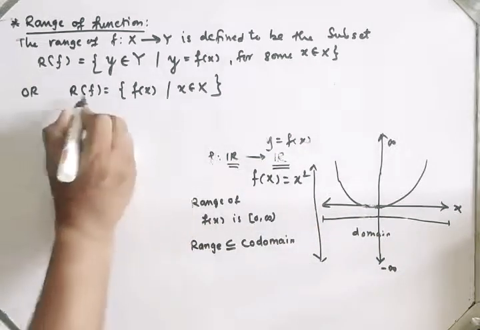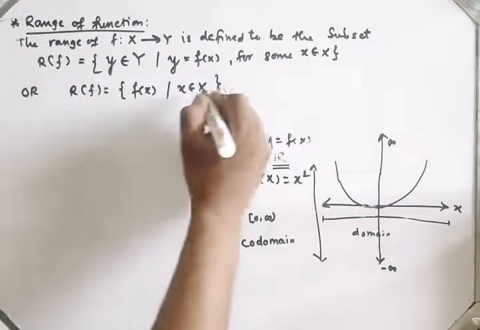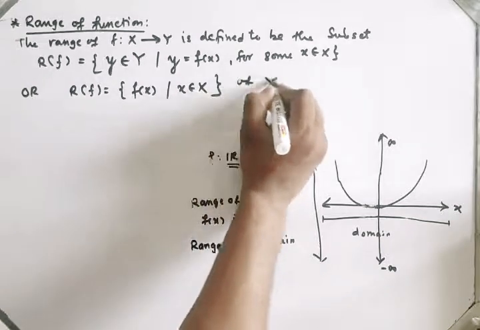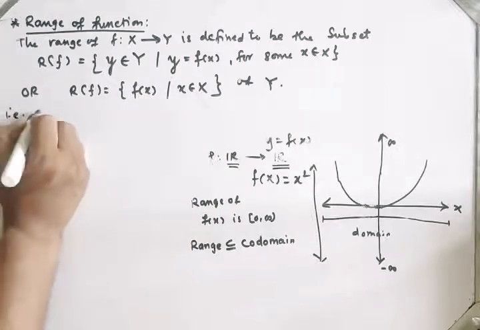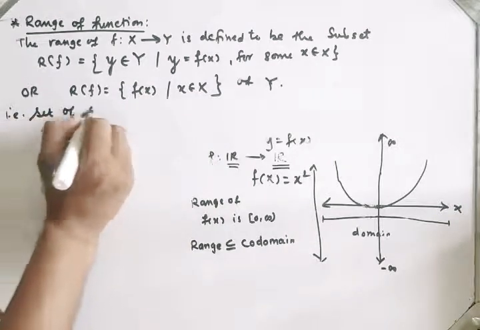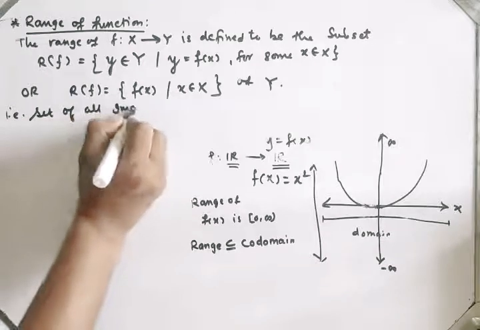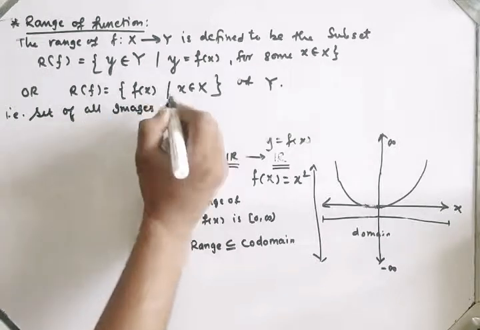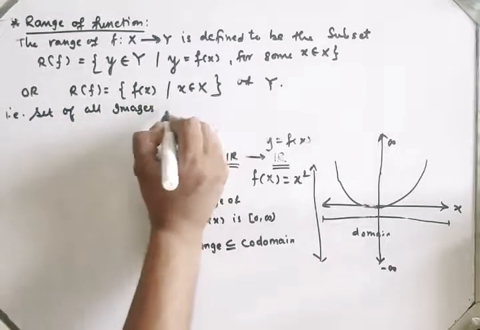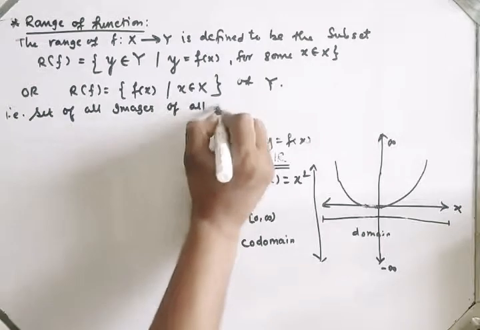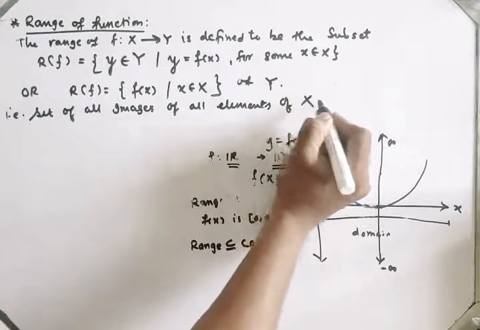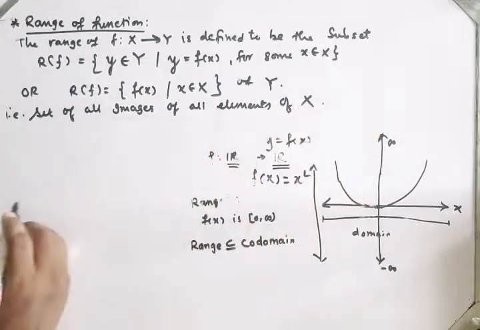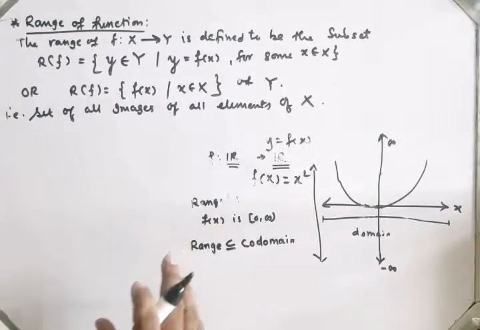So R of f is equal to f of x such that x belongs to X, that is the set of all images of all elements of set X. And we also denote the range of f as f of X.